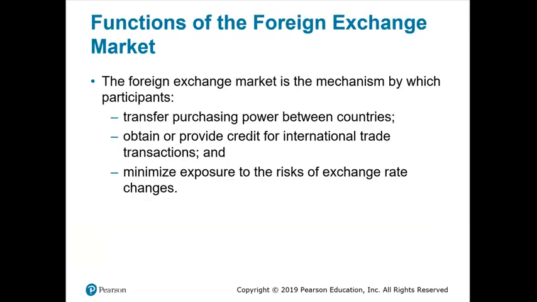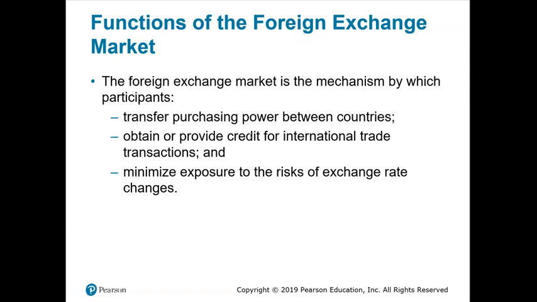What are the functions of the foreign exchange market? Broadly speaking, there are three functions of the foreign exchange market. Again, these are discussed in section 5.1 of your textbook. First of all, it helps transfer purchasing power between countries.